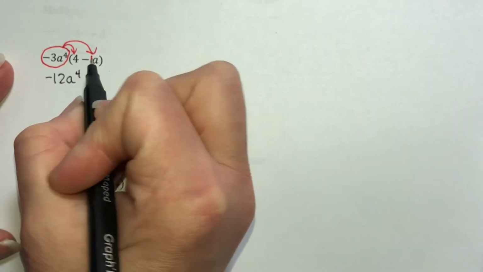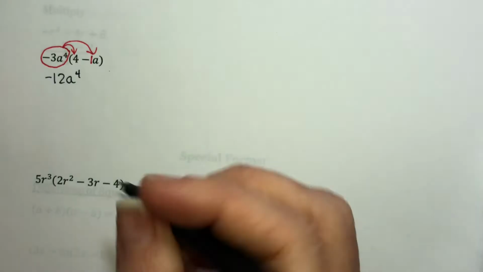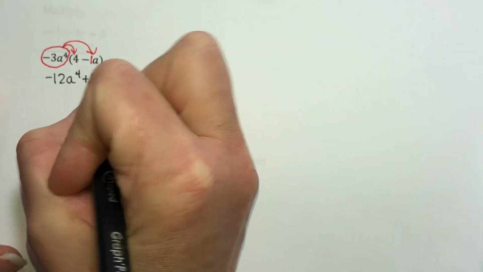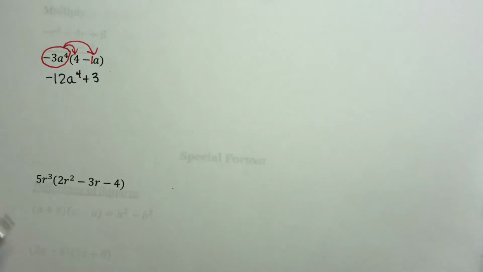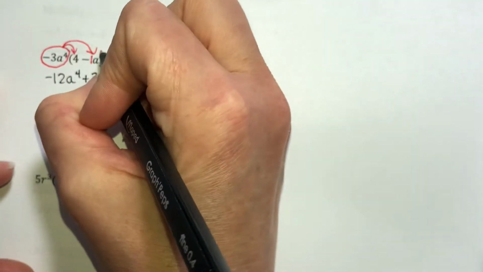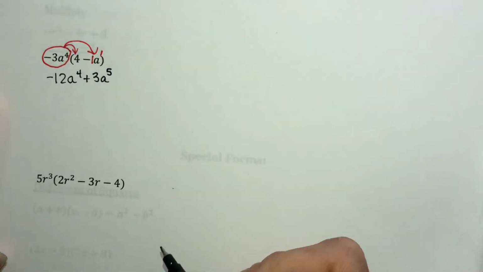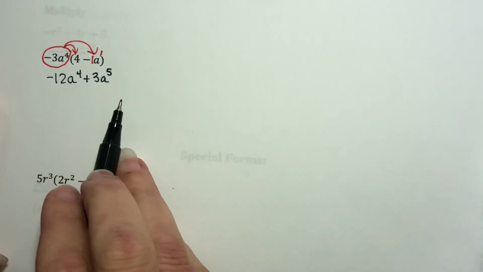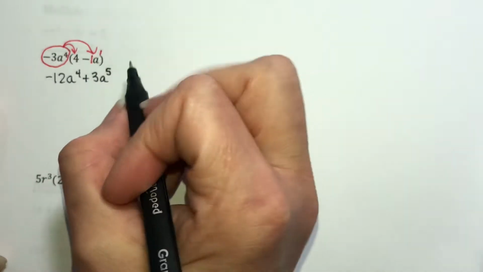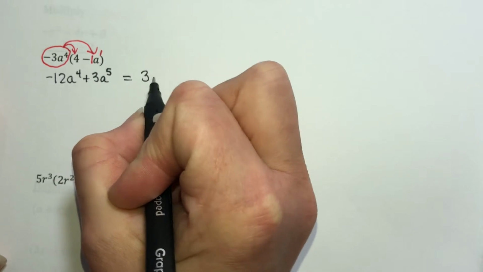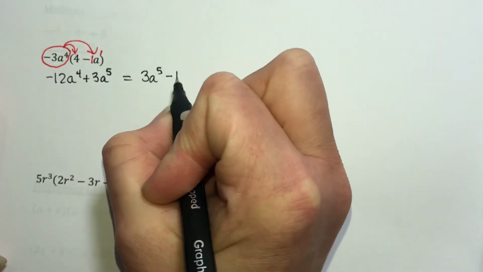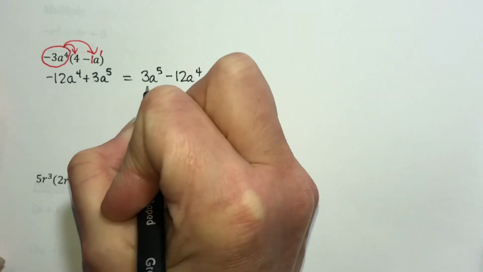Okay, now we're going to multiply negative 3a to the 4th times negative 1a. Negative 3 times negative 1 is going to be positive 3. A to the 4th times a, remember this a has an understood power of 1. So this is 4 plus 1, which is 5. So it's 3a to the 5th. Now, this is not in the proper order. We want our largest exponent first. So I'm just going to rearrange this to 3a to the 5th minus 12a to the 4th. And this is the best answer.